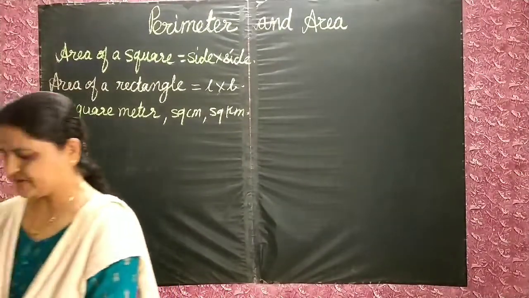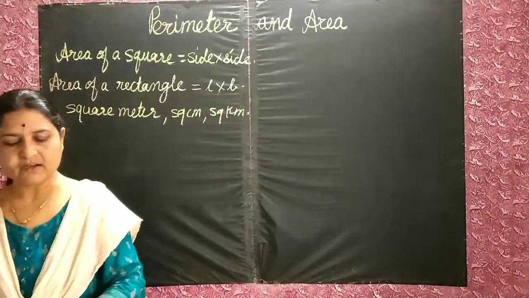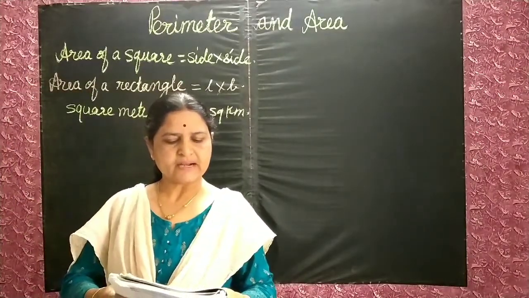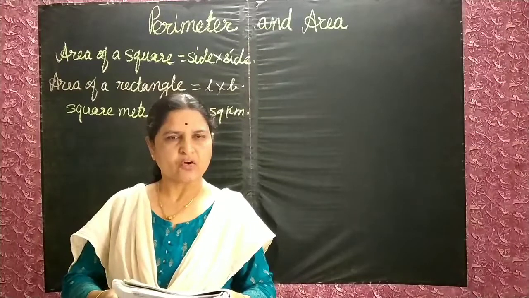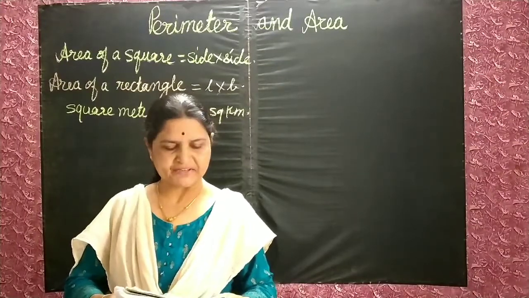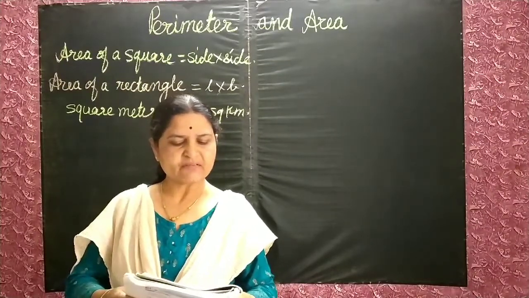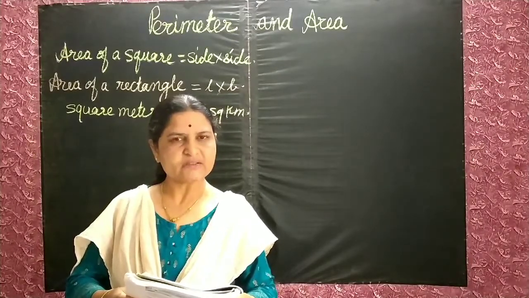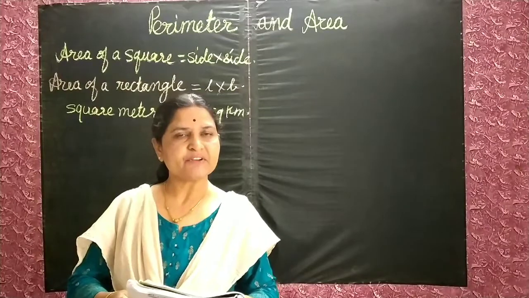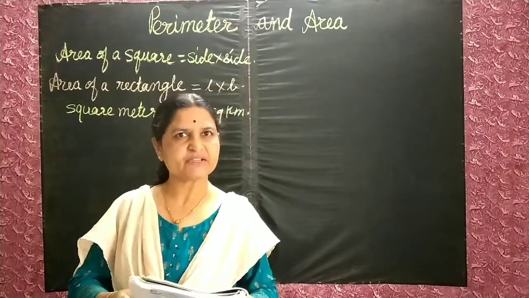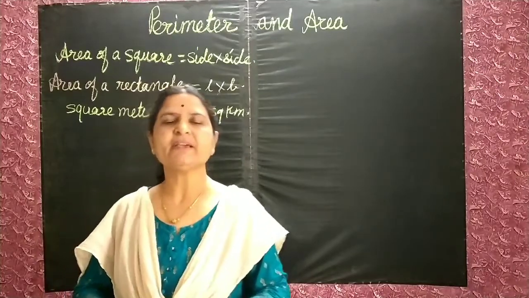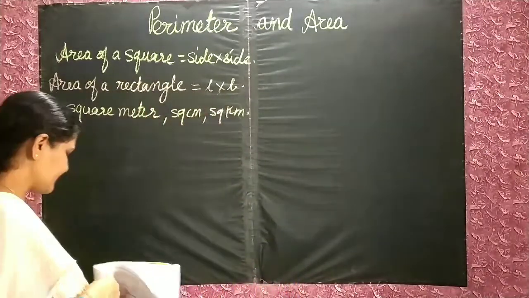In your textbook, page number 81, it is given that one rectangular garden is there, and this garden is 40 meter long and 30 meter wide. And a 2 meter wide path is to be paved inside the garden along its boundary using tiles 25 centimeter by 20 centimeter in size. How many such tiles will be required? Now what is given, just see.